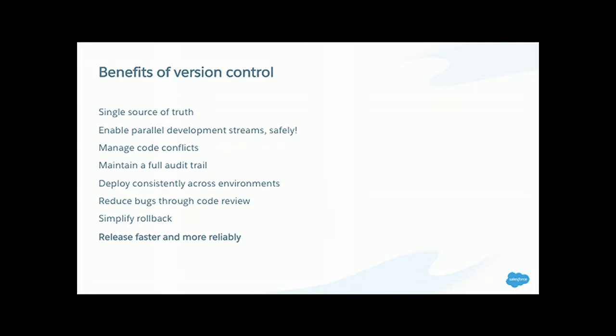Because you're recording the deltas of everything along the way, it makes it really easy to roll back. So you can go back to any point in time, understand what your metadata looked like at that point, and move back to it. And so the big benefit of version control, and adopting and embracing it as more than just a backup, is that it helps you make releases faster, more confidently, and more reliably.